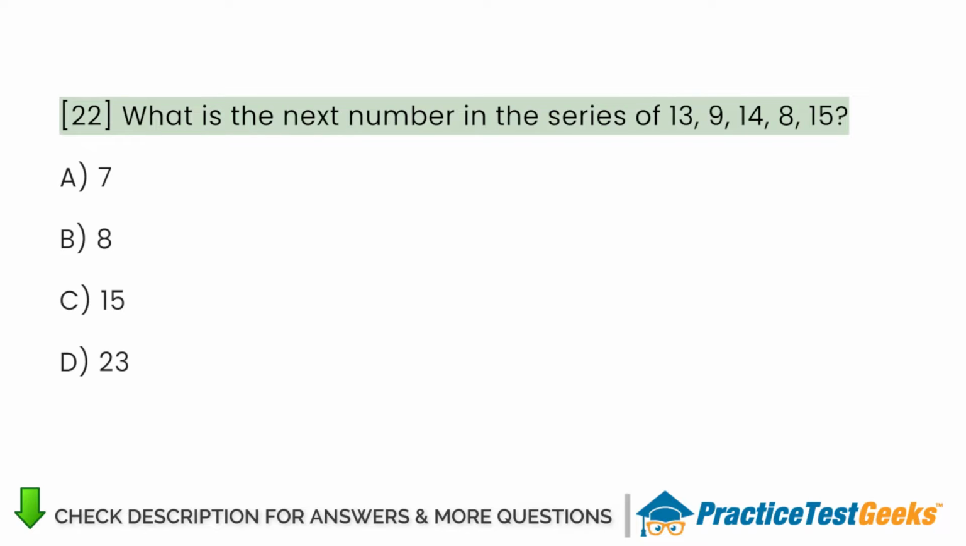What is the next number in the series of 13, 9, 14, 8, 15? A. 7. B. 8. C. 15. D. 23.